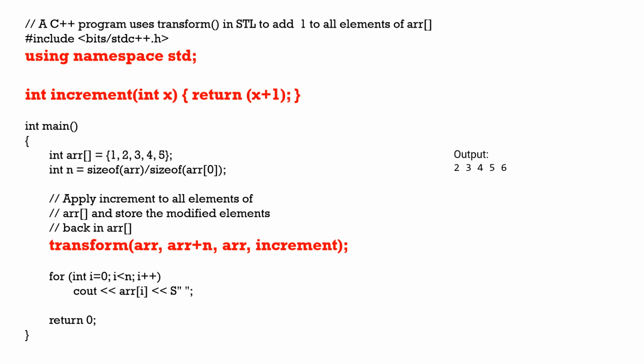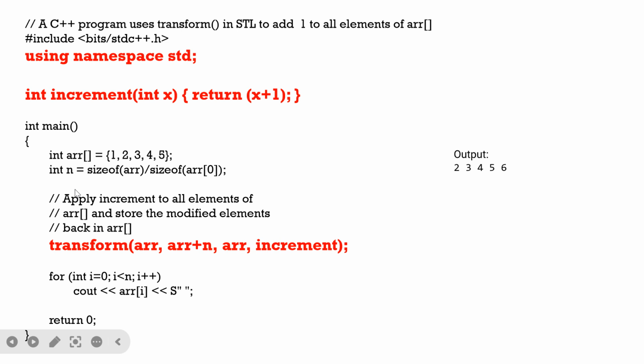Okay, in this program, int increment(int x) returns x plus 1. So this function named increment takes an integer x as input and returns x plus 1. This is the entry point of the program, nothing but int main. So it declares an integer array named arr and initializes it with the values 1, 2, 3, 4, 5.